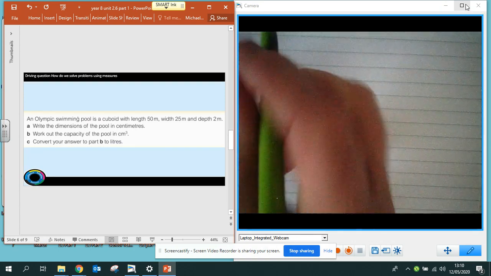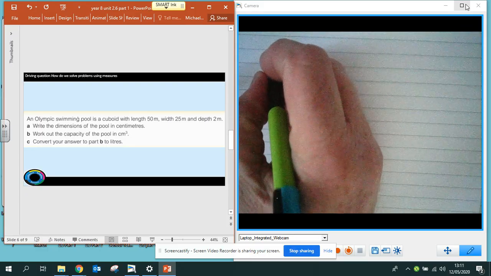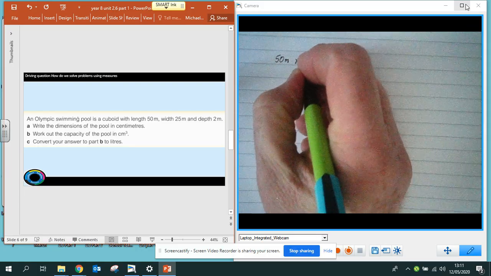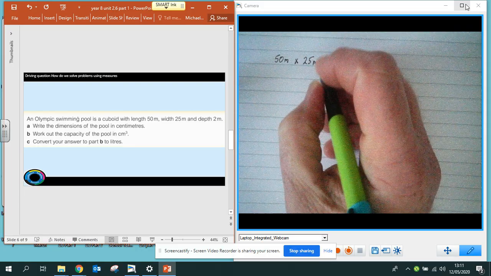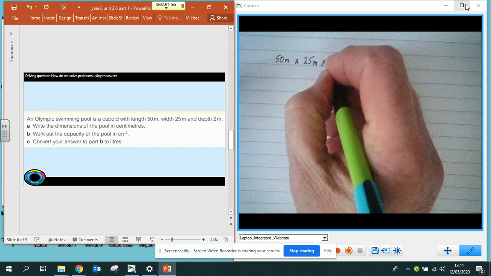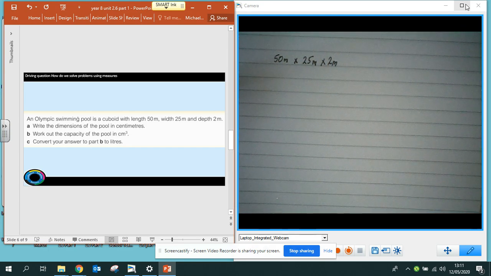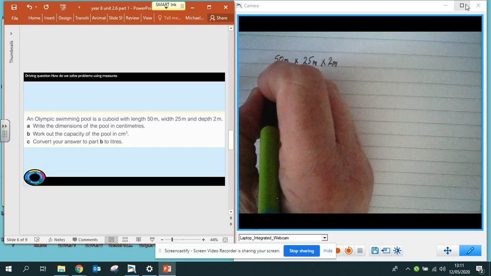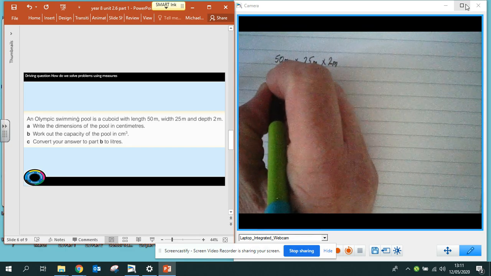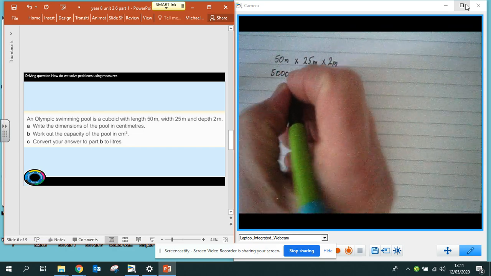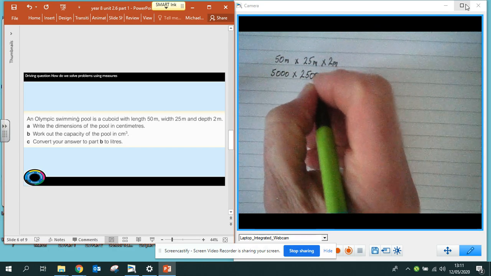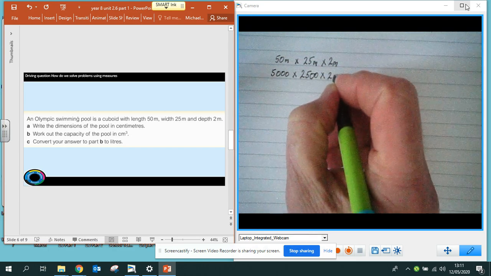So let's have a look. This pool, I'm going to start off with the normal sizes. So it's 50 meters times 25 meters times 2 meters. That's going to be the dimension of the pool. But we've got to do this in centimeters, so we've got to multiply each one of these numbers by 100. So that's going to be 5,000 times 2,500 times 200.